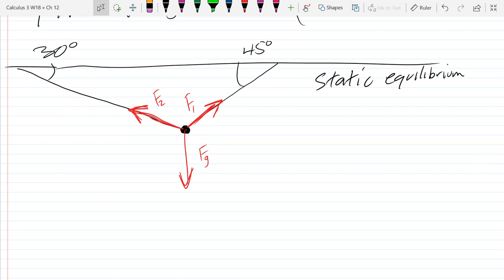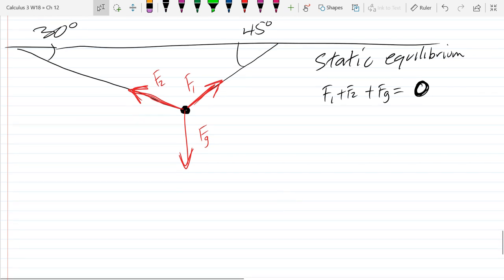All right, so what does static equilibrium mean? We add up all the forces and get zero. Now, what type of zero is that? I'm adding up vectors, so it's the zero vector. It better be the zero vector. If you're adding vectors and you get a number, something went horribly wrong. So this should be the zero vector over here. And we're ready to write down these vectors.